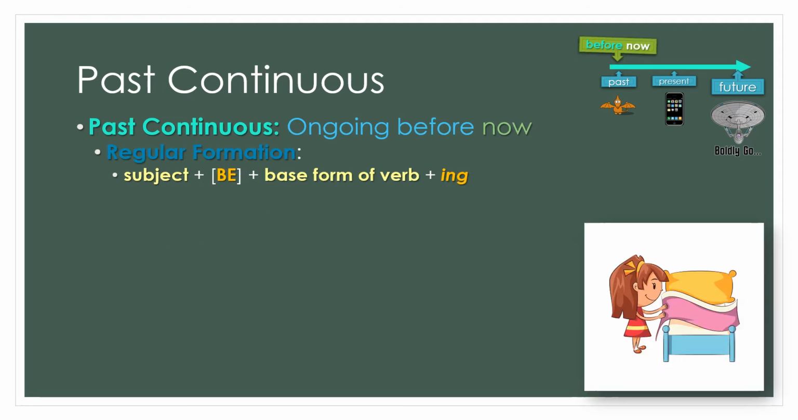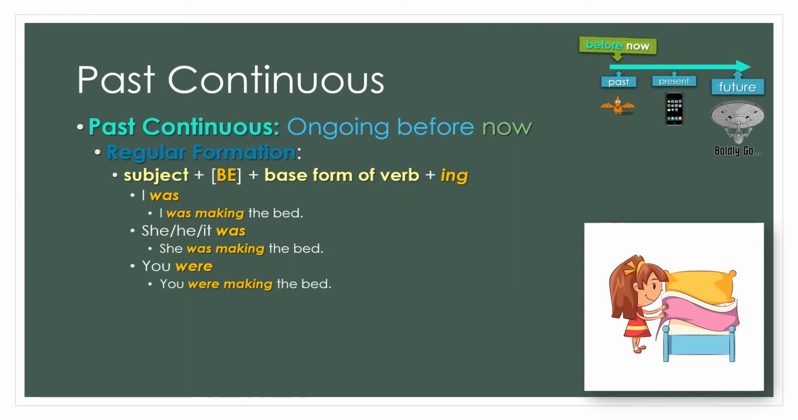So to form the regular form of past continuous, it's the subject plus the appropriate form of the verb be in the past tense plus the base form of the verb plus ing. For example, I was making the bed. She was making the bed. You were making the bed. We were making the bed. They were making the bed.